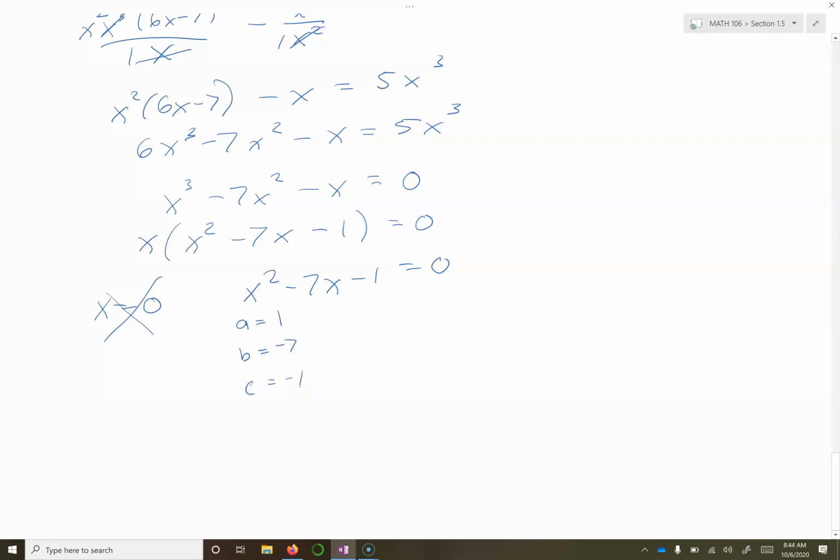Right, there's our a, b, and c. So then if we want to use the quadratic formula, negative b is going to give me a 7 there, so plus or minus. Now when I do negative 7 squared, I get 49. And then minus 4ac over 2a. All right. What do we get in here? So this is going to be 49 plus 4. So that's the square root of 53 over 2.